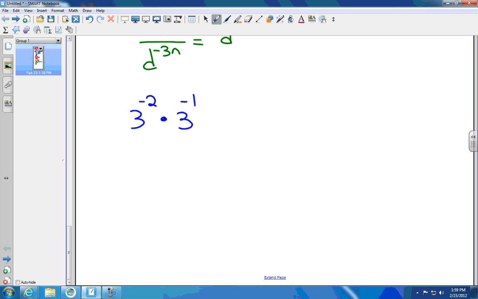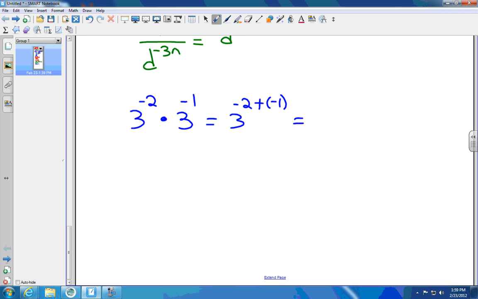So you are multiplying with the same base. What do you do with the exponents? You add. So this would become 3 to the -2 plus -1. You're adding these two numbers together. What would that give you?